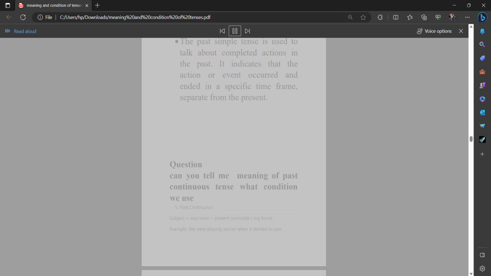The past simple tense is used to talk about completed actions in the past. It indicates that the action or event occurred and ended in a specific time frame, separate from the present. Question: can you tell me meaning of past continuous tense? What condition we use? Past continuous, subject plus was verb plus present participle, ing form. Example: we were playing soccer when it started to rain.